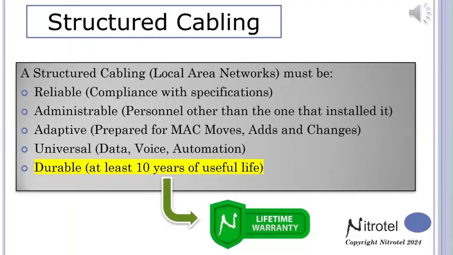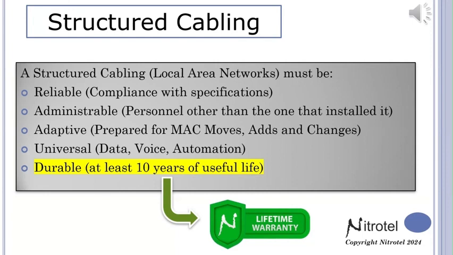Structured cabling has to meet certain requirements when it's installed for a local area network, or LAN. It has to be reliable. How do we make it reliable? We install it according to specifications and industry standards. It has to be administrable. That means that personnel other than the one that installed it can work on it. How do we ensure that it's administrable? We install it according to industry standards. We provide extensive documentation of the installation.